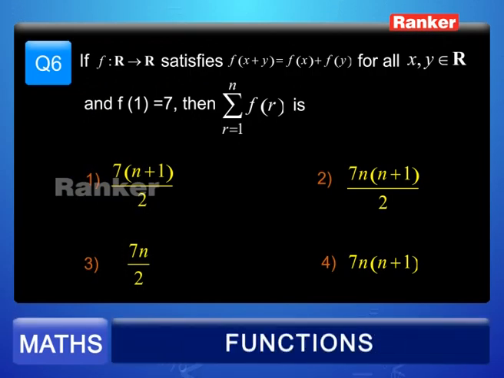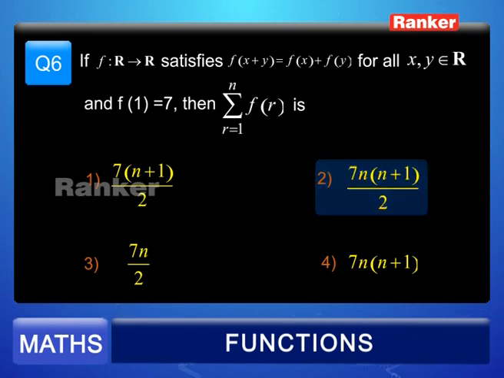As we see, the options are: first option is 7 into n plus 1 by 2, second option is 7n into n plus 1 by 2, third option is 7n by 2, fourth option is 7n into n plus 1. So among all of them, the second option, that is 7n into n plus 1 by 2, is the right option.